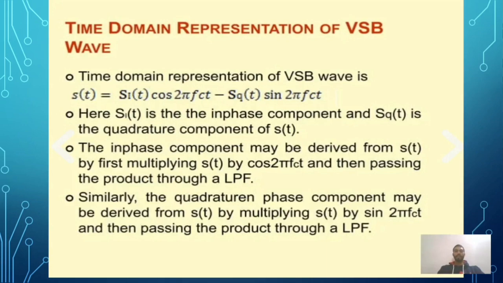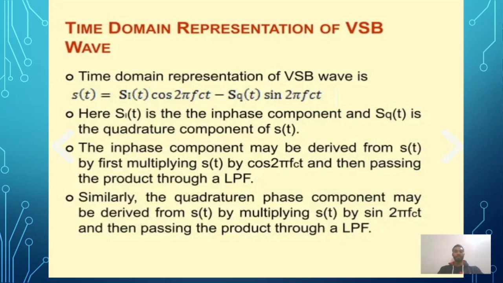Time domain representation of VSB wave. The time domain representation of the VSB wave is s(t) = s_I(t) cos 2πfct minus s_Q(t) sin 2πfct. Here s_I(t) is the in-phase component and s_Q(t) is the quadrature component of s(t).